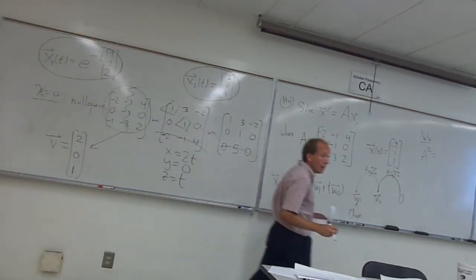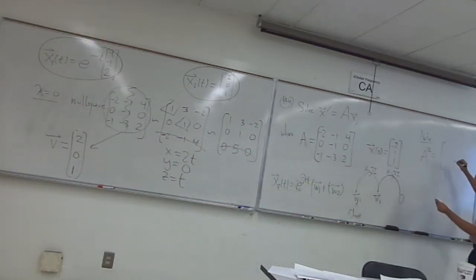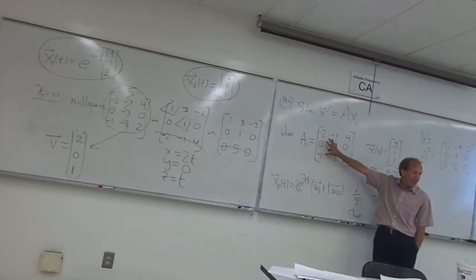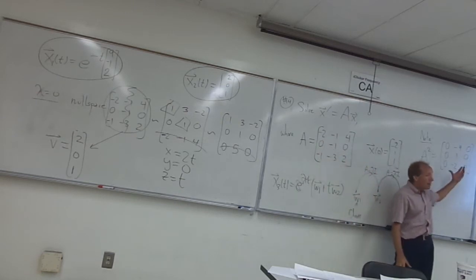So I'm just going to tell you what A squared is. Turns out to be 0, negative 9, 0, 0, 1, 0, and 0, negative 2, 0. Notice that this matrix did not get zeroed out. So we're going to choose W1. We want W1 to survive this matrix, but not survive this matrix.